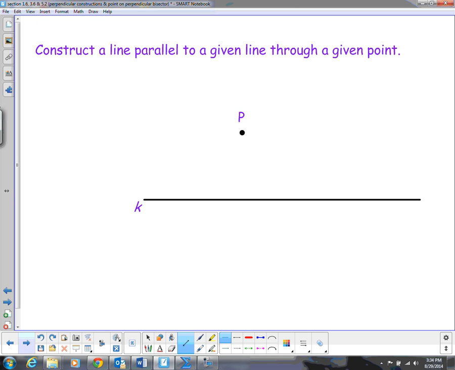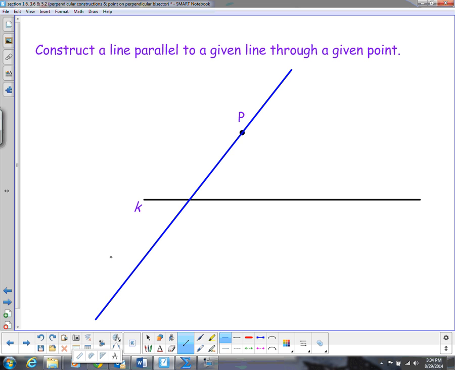And now I'm going to show you how to construct a line parallel to a given line through a point. So now we don't want perpendicular anymore. We want to construct a line parallel. The first step is to literally just draw any line at any angle through this point such that it intersects this line. So now essentially what we're going to be doing is our angle construction.